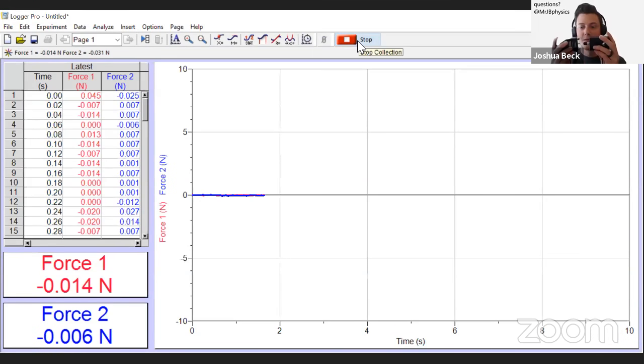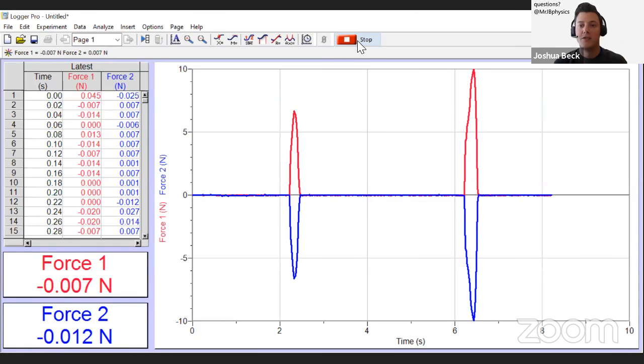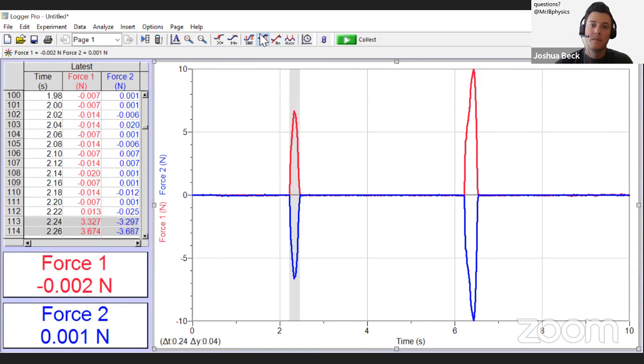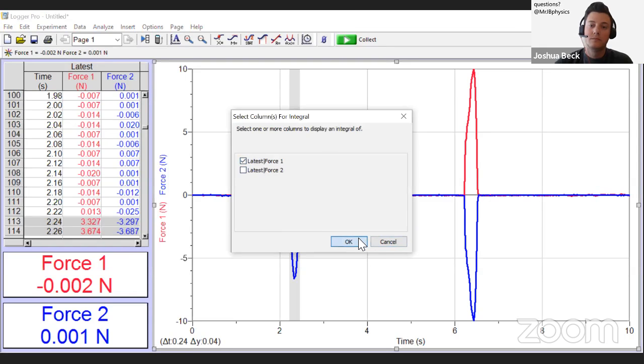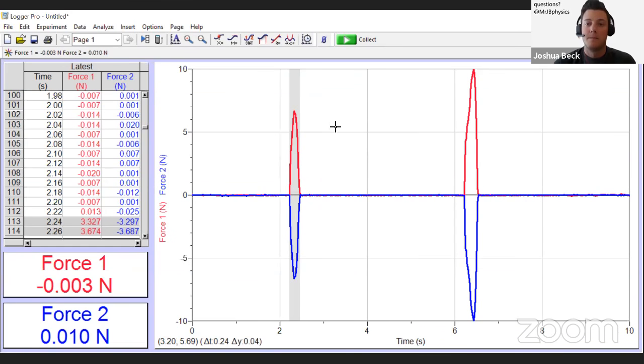I'll hold this one still, this one bumps into it. Whoa. Hold this one still, this one bumps into it. Whoa. If you notice, the red graph and the blue graph are showing the exact same force distribution over time, just one's positive, one's negative. If I were to take the area underneath this right here, that area represents the impulse. That was a 1 Newton second impulse. Well, the area under this one is negative 1 Newton second. So that means that the momentum of one increased, the other one decreased by the same exact amount.